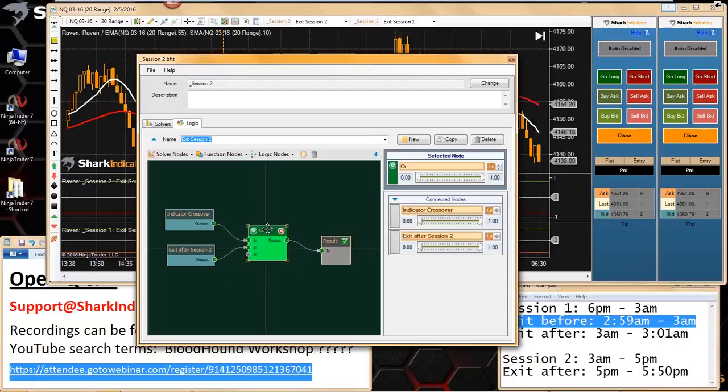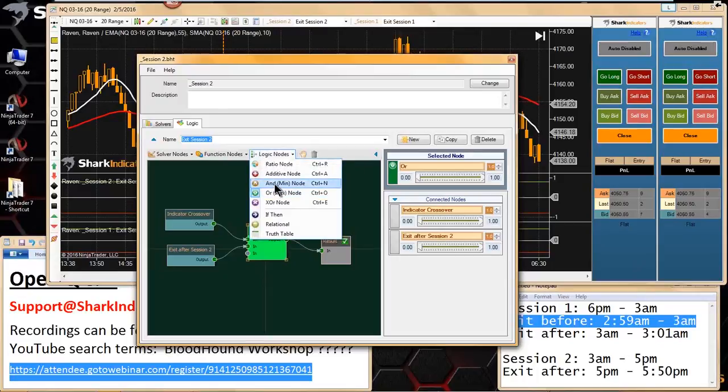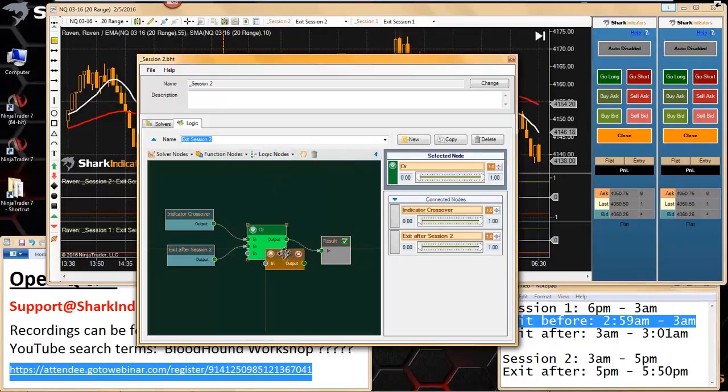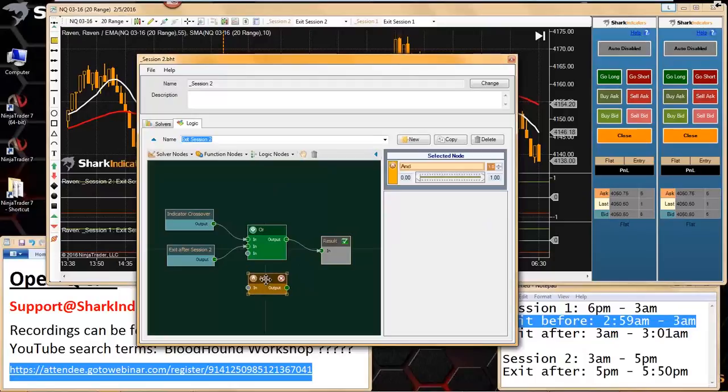And there's really no fancy logic to an OR node. Now, compare that to an AND node, right? An AND node only allows signals to pass through when all incoming signals agree with each other. So everything connected to an AND node has to have a long signal on the same bar to get a long output, to get a long signal at the output.